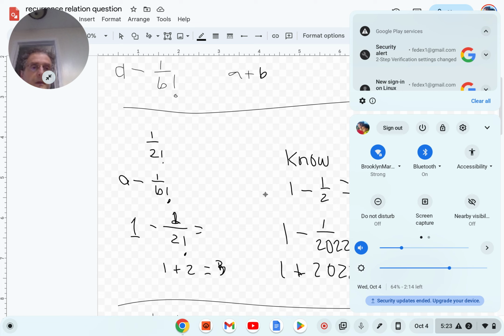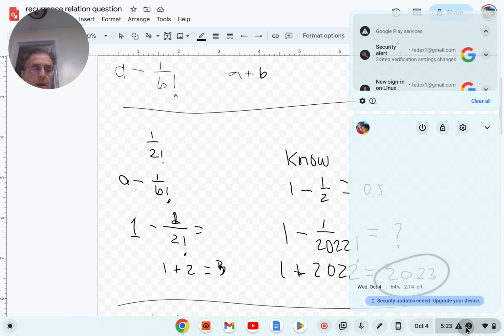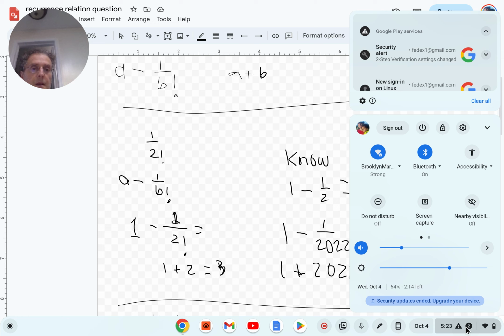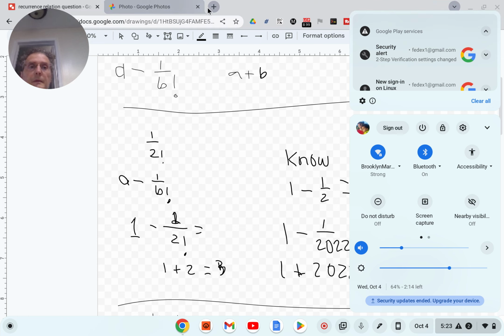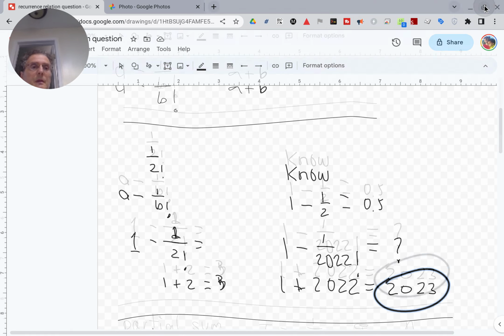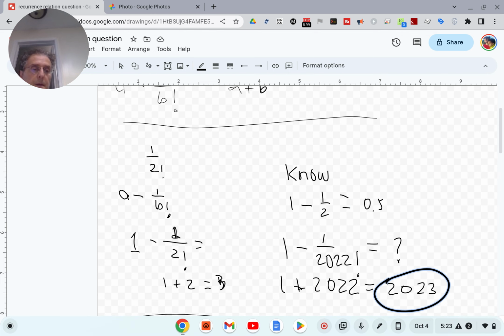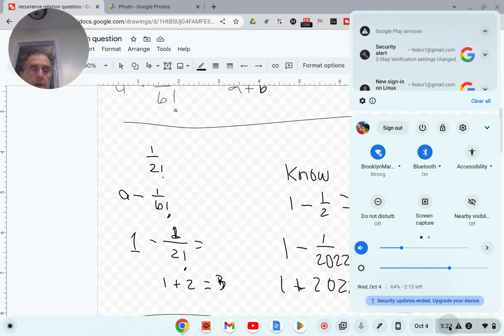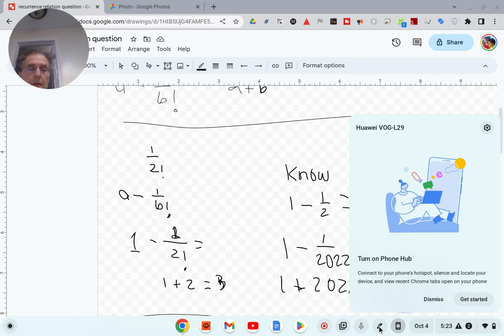How do I turn this off? There's got to be a way to turn this off. How do you turn the recording off? Okay, maybe I have to get out of full screen. Or maybe it's this one. Turn on phone hub. No. Oh, this one.